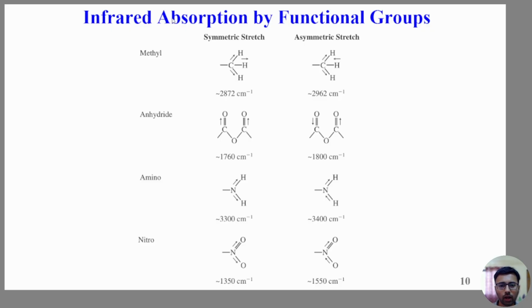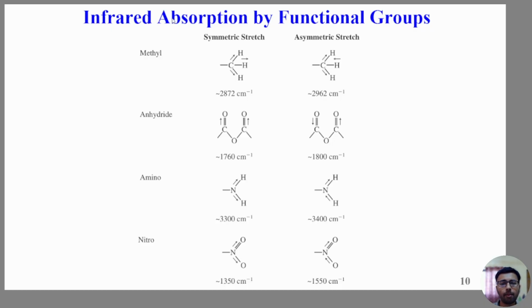So let us look at another example, the anhydride group. Anhydrides contain two carbonyl groups connected through an oxygen atom. Because of this structure, the molecule shows two strong carbonyl stretching bands. The symmetric stretching vibration appears around 1760 cm⁻¹, but the asymmetric stretching vibration occurs at slightly higher energy, near 1800 cm⁻¹. This pair of peaks is often used as a diagnostic feature to identify anhydrides in IR spectra.